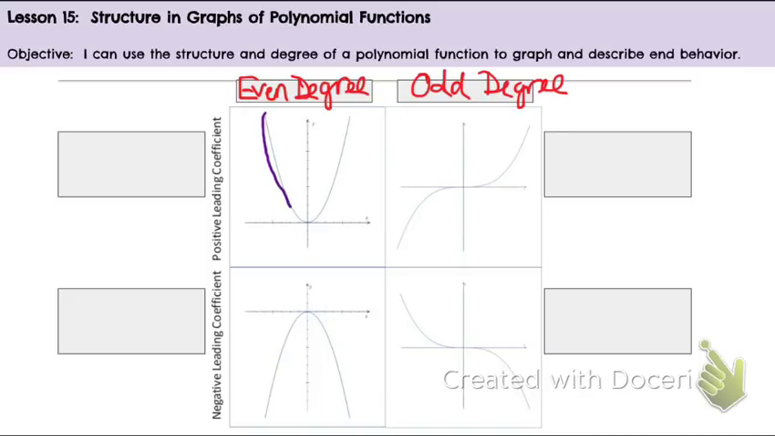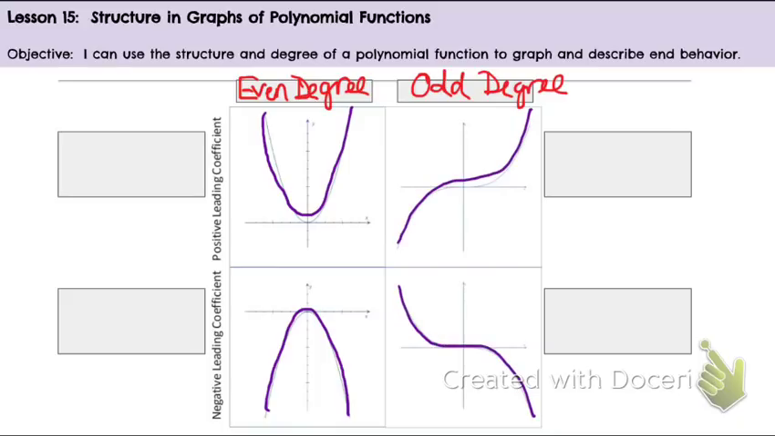So this first one looks like this, and the second one is a mirror image, just opening down, and then we have our odd degrees. Okay, so we're looking at our end behavior. We are describing our end behavior and what the structure of a function looks like based on its degree. So go ahead, in these boxes we're going to write down as x goes to, for an even degree with a positive leading coefficient.